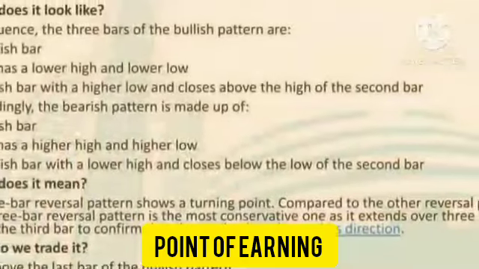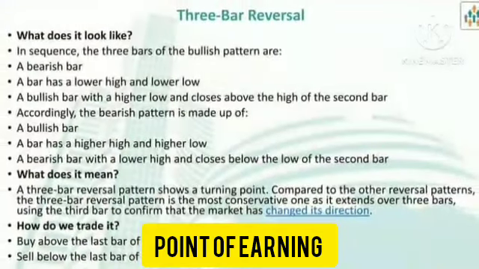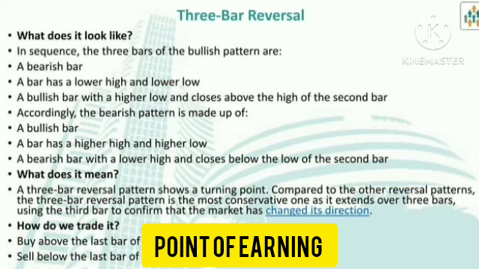Three bar reversal. What does it look like? In sequence, the three bars of the bullish pattern are a bearish bar, a bar with a lower high and lower low, and a bullish bar with a higher low that closes above the high of the second bar.